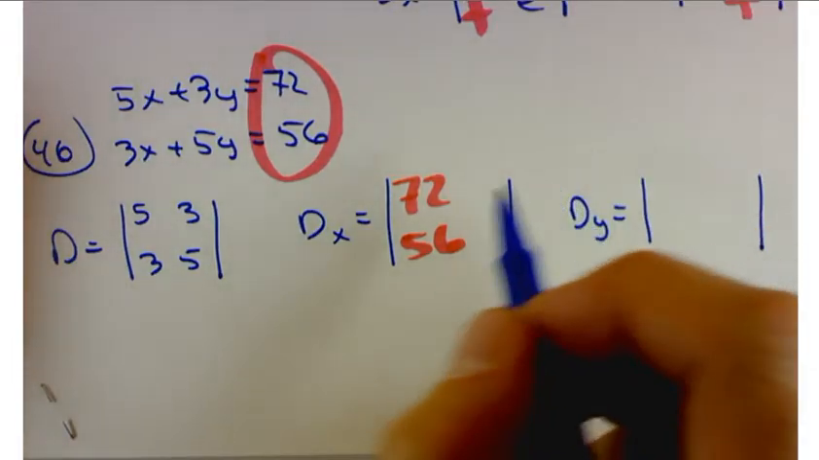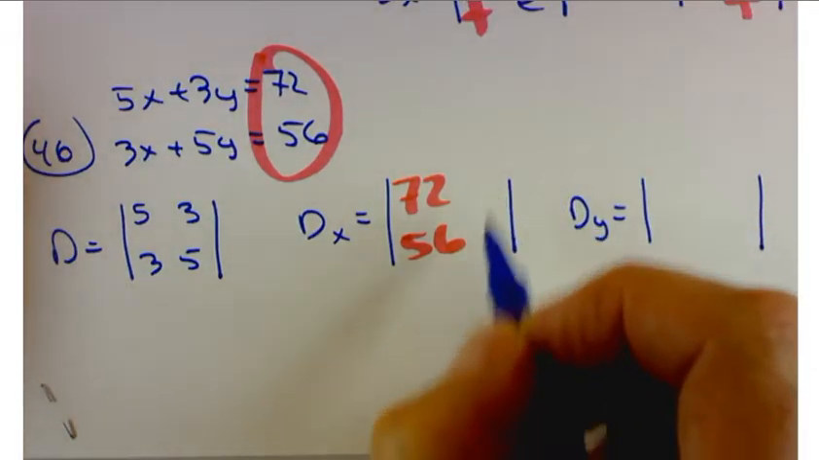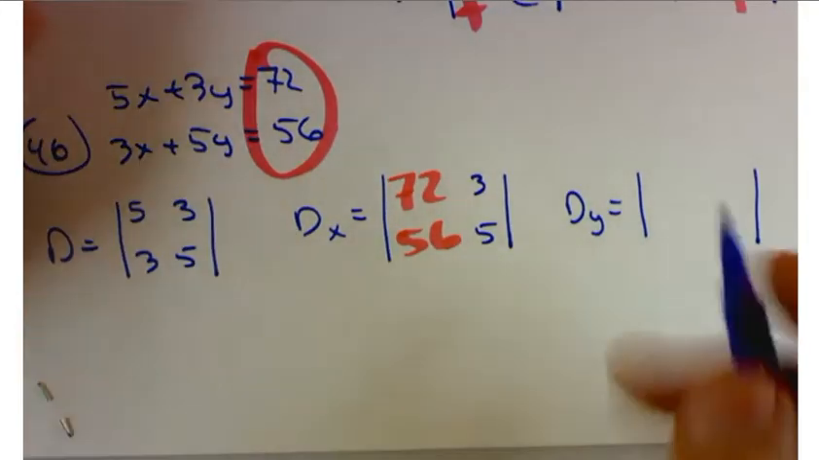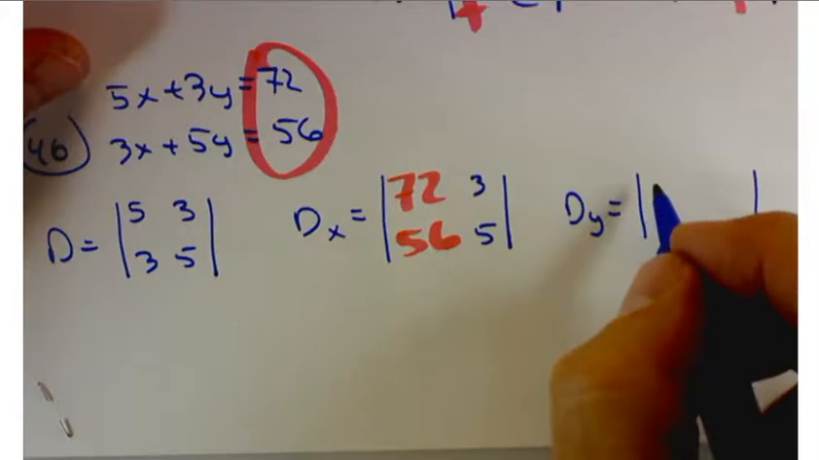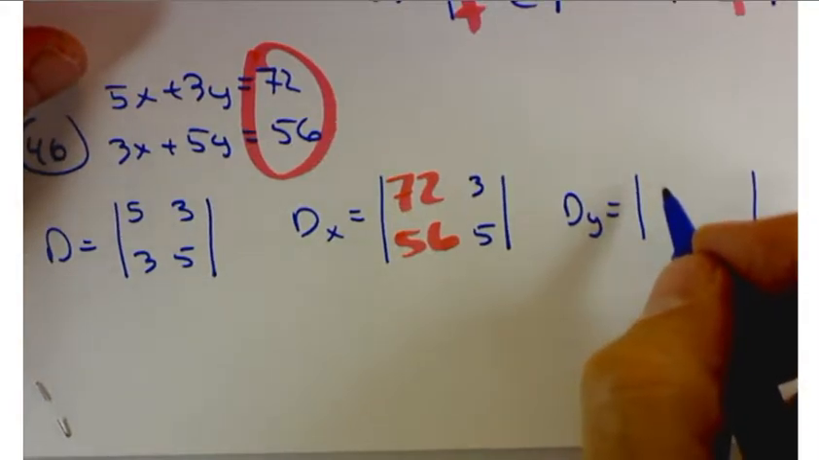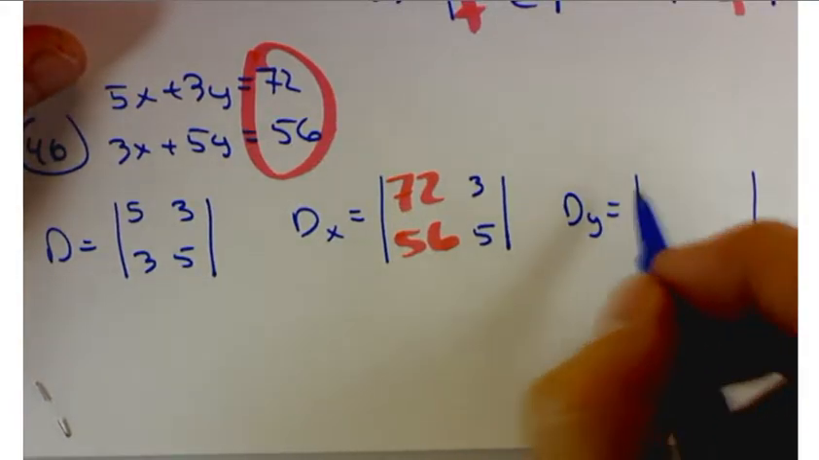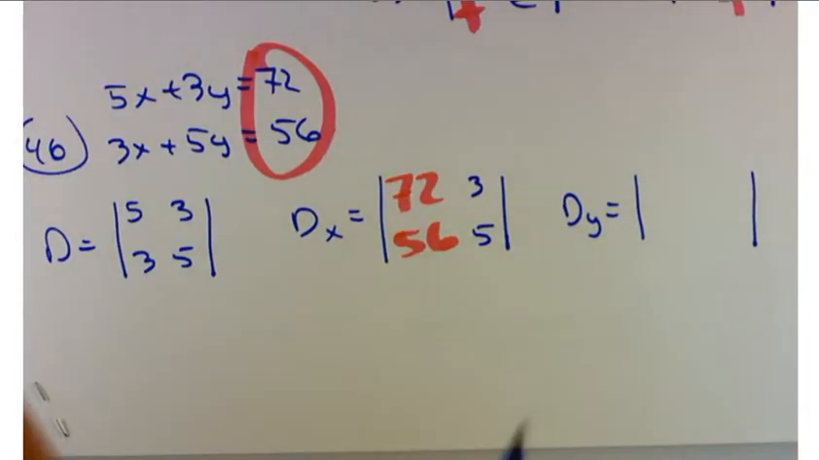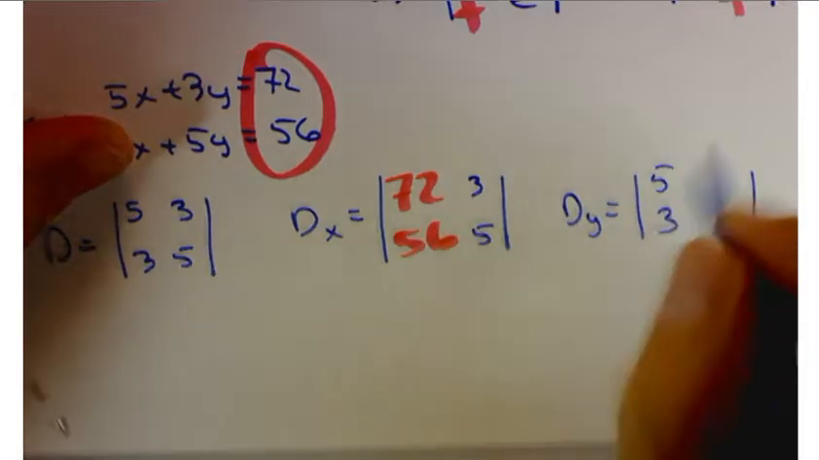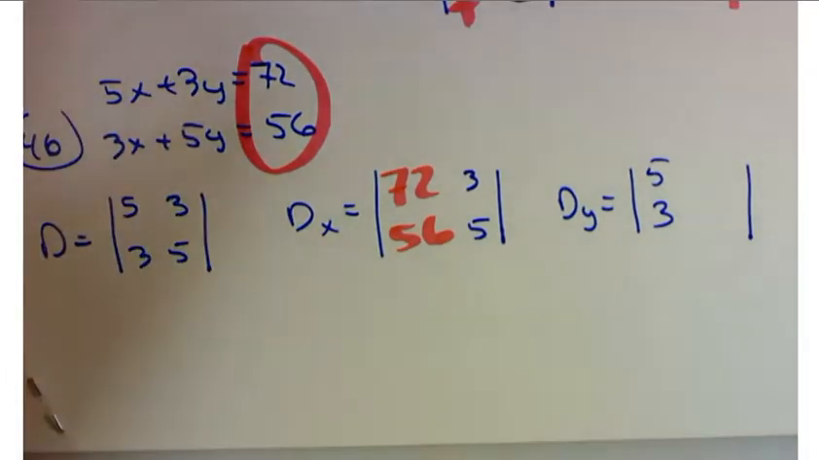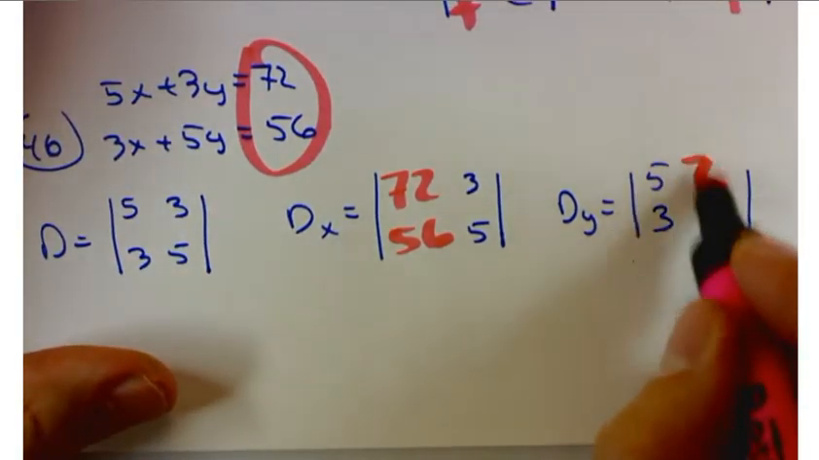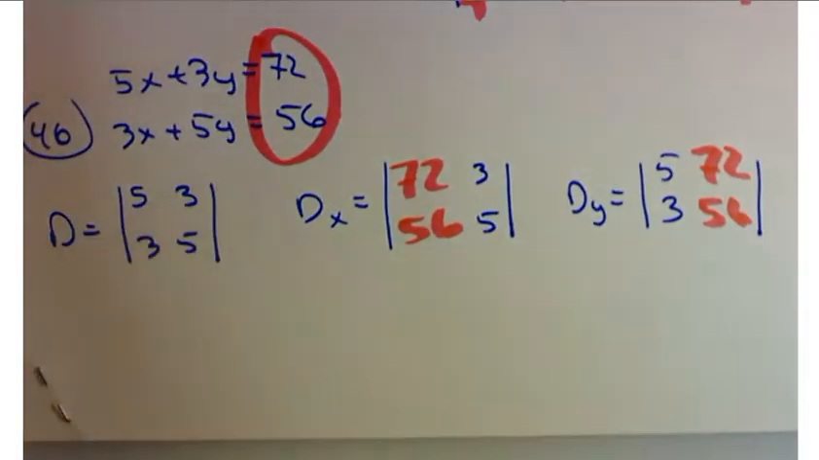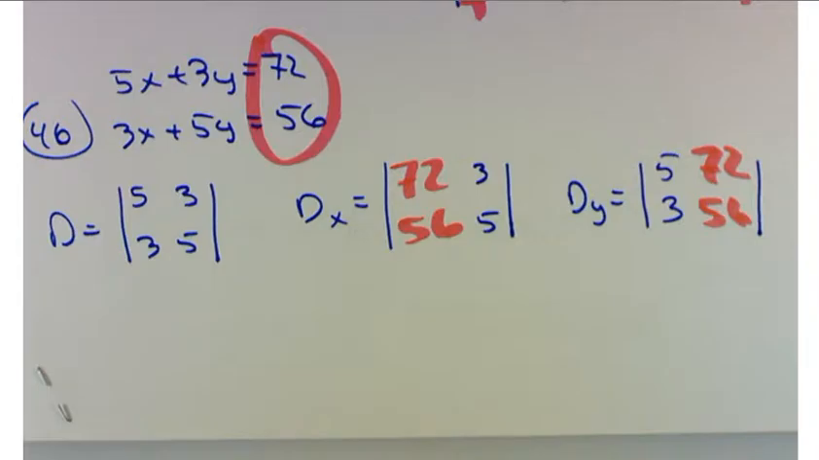Lauren, what else would go here? 3 and 5. Good. And then for the second one, what would I have here? 5 and 3. And then what? 72 and 56. Great. So we've got a little bit of work to do. Thank you both.